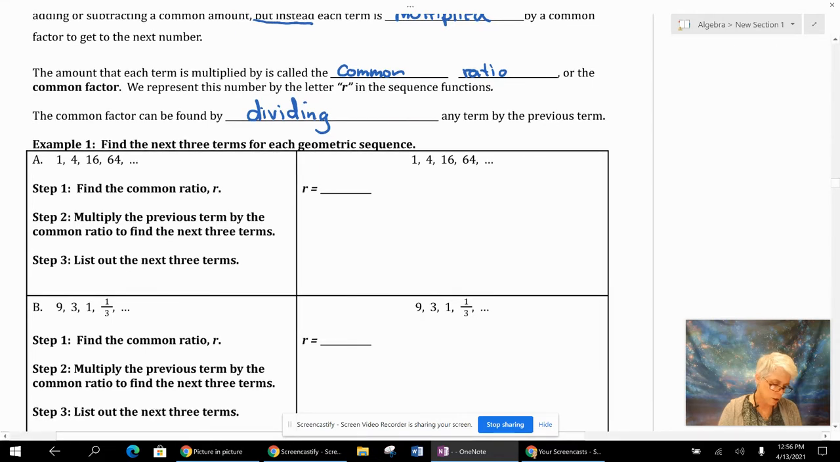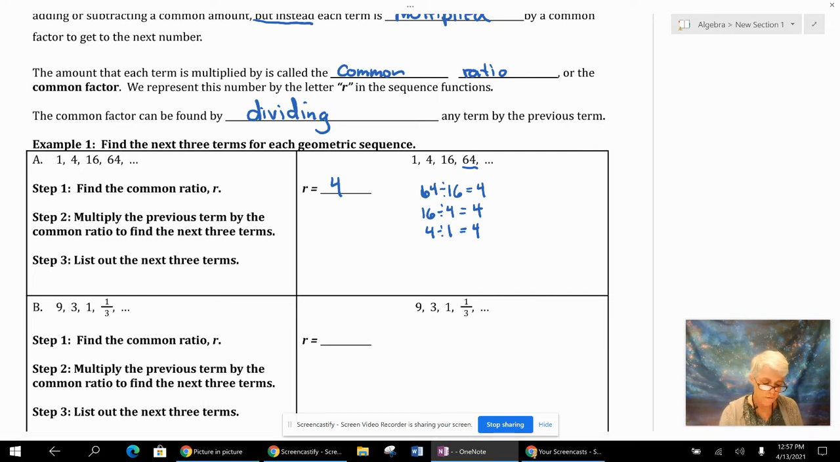So here we have a bunch of terms, and I need to find the common ratio. I'm going to take a term like 64, and I'm going to divide it by the previous term. So 64 divided by 16 is 4. I can test it by doing the next one and seeing if I get the same number. If I check all of these, I get 4. So my ratio is 4. Dividing by 4 this way is the same as multiplying by 4 going the opposite direction.